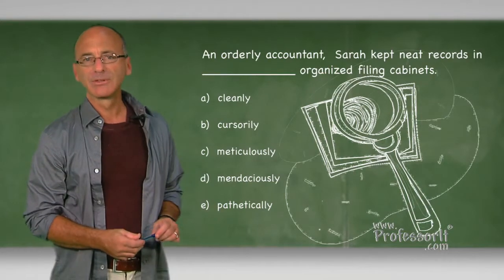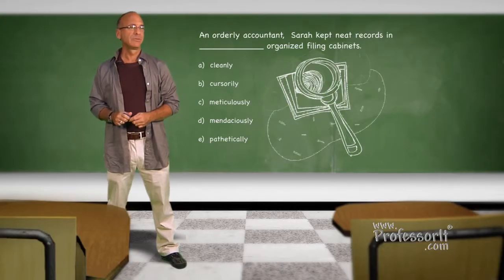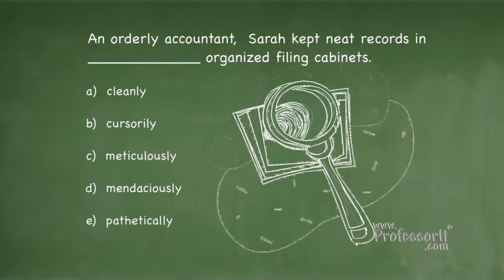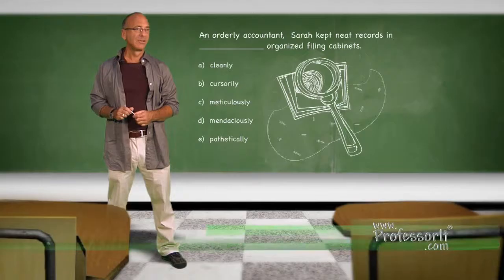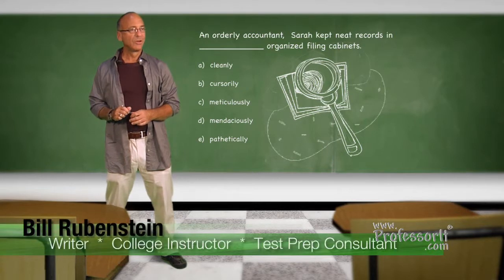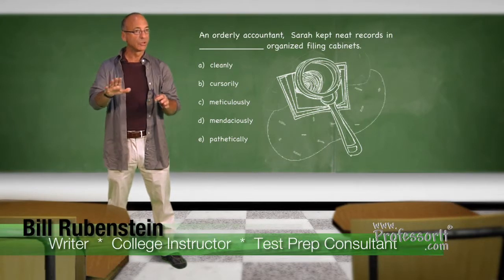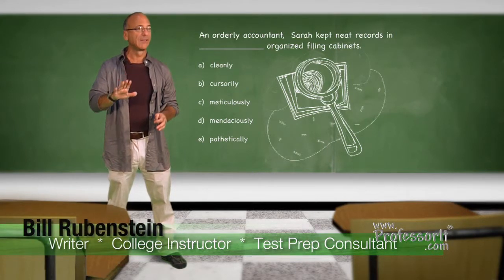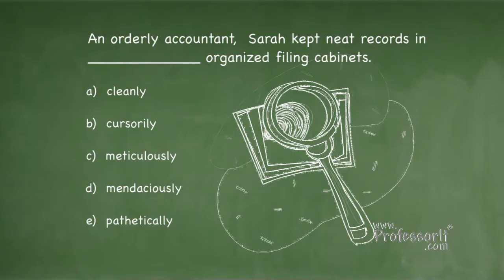Let's look at a typical example. An orderly accountant, Sarah, kept neat records in blank organized filing cabinets. This is pretty straightforward, isn't it? We know the following things about the missing word, which we should always refer to only as blank. Blank refers to the organization of the filing cabinets kept by Sarah, who is orderly and neat.